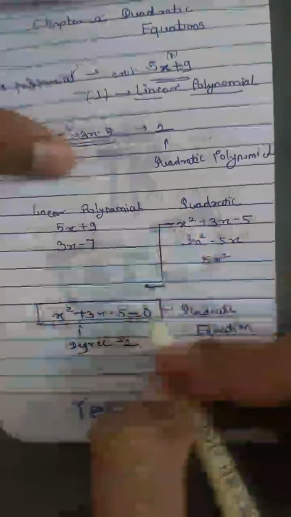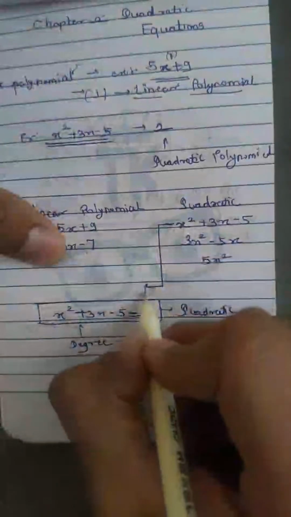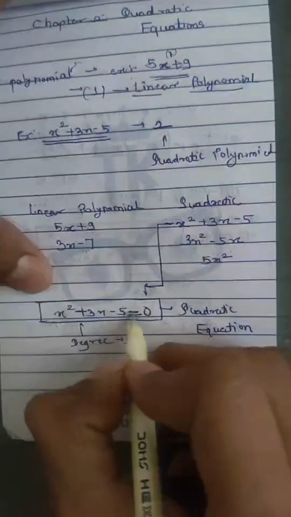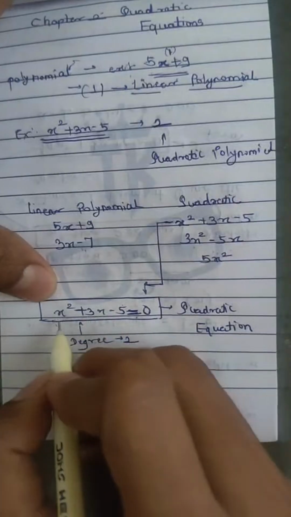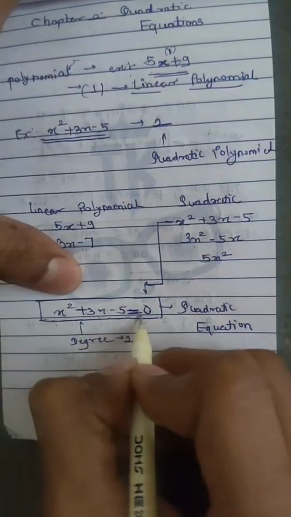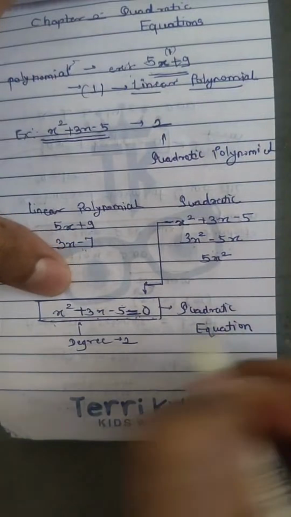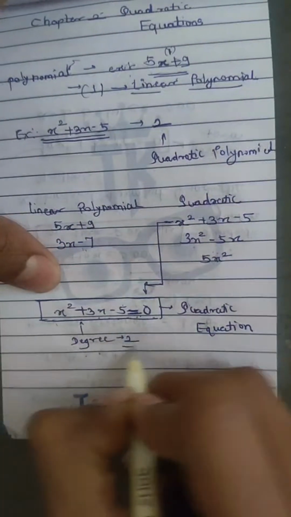Now what is a quadratic equation? If we consider a quadratic polynomial and equate it to zero, we get an equation, that is x square plus 3x minus 5 equals 0, which is a quadratic equation, as the degree of this equation is 2.